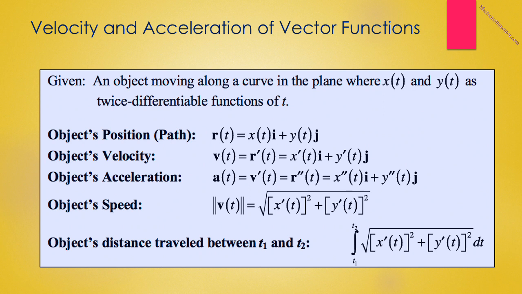The object's speed at any time t is the magnitude of the velocity vector, which is the square root of x prime of t squared plus y prime of t squared. And finally, we can calculate the object's distance traveled between two times t1 and t2 as the integral from t1 to t2 of the square root of x prime of t squared plus y prime of t squared dt. Let's see how these are used in problems.